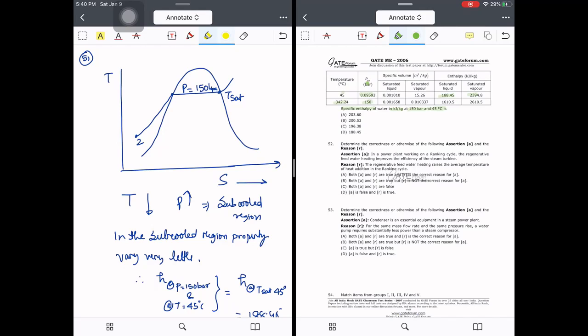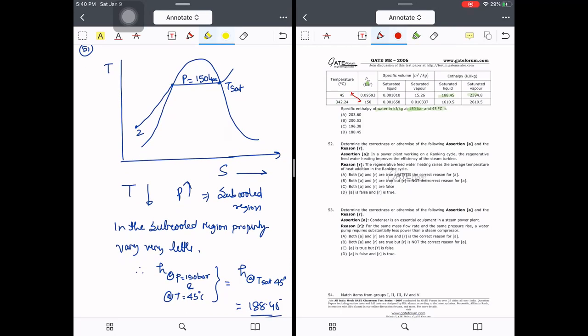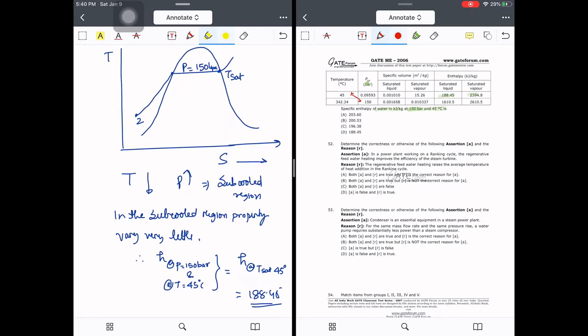So here p saturation is 0.9593, but when it comes to 150 bar, its temperature becomes 342. Now you make the diagram first, TS diagram. Based on that we will calculate specific enthalpy of water at 150 bar and 45 degrees centigrade. Now 45 degrees centigrade represents it's in the liquid range. So it includes these two values, 150 and 45.